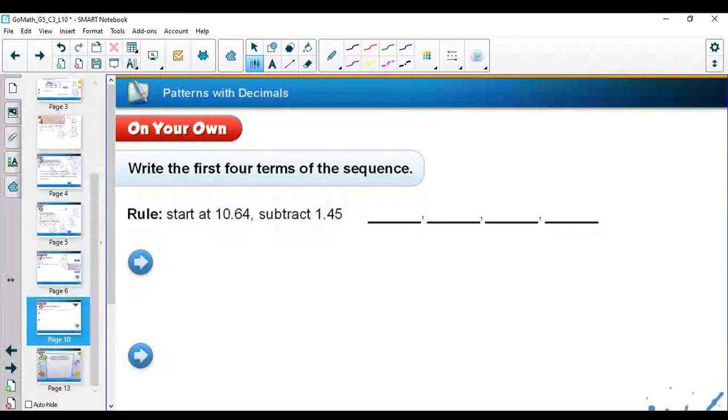Last one. Here, you're going to start at 10 and 64/100 and subtract 1 and 45/100. Go ahead, pause it, try it, come back and check. Again, our first term is given to us. It's 10 and 64/100. I'm going to subtract from that 1 and 45/100. So you have to do some regrouping, right? 14 minus 5 is 9. 5 minus 4 is 1. 10 minus 1 is 9. So my next term is 9 and 19 hundredths.